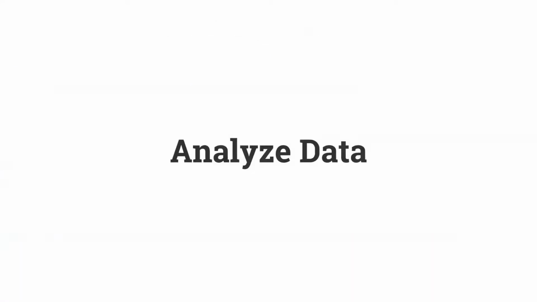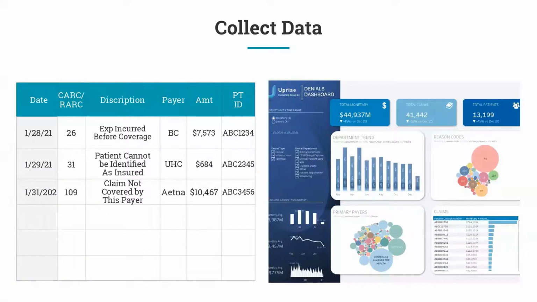So first, let's take a look at data analysis. The first thing that you want to do is collect all of your data. On the left-hand side, we have an Excel spreadsheet that will work very well. You want to get your date, you want your CARC code. I like having the description in there just because I don't want to look it up all the time, so it's helpful for me. You want the payer because you can scorecard payers with this, and you might find that Blue Cross is always denying a certain radiology claim, and then you can work with Blue Cross on that. Then the dollar amount of the claim and the patient ID so you can actually go and look at it.